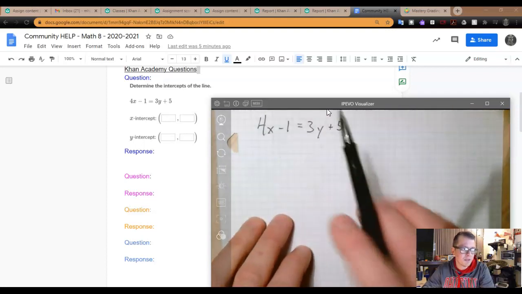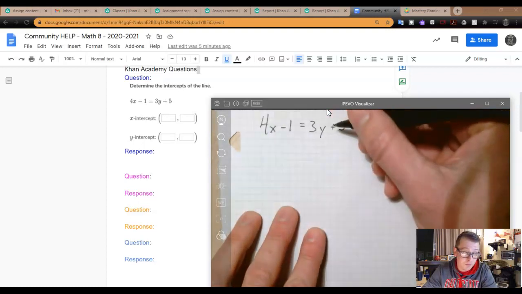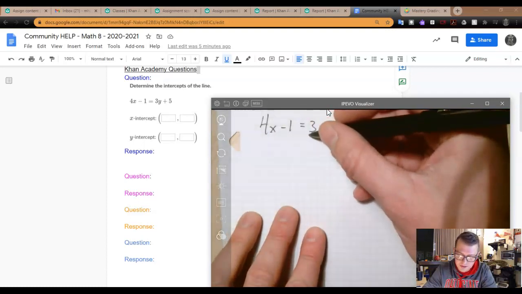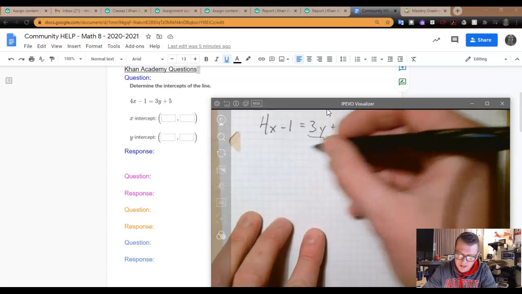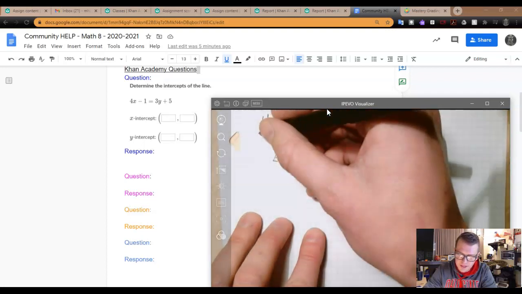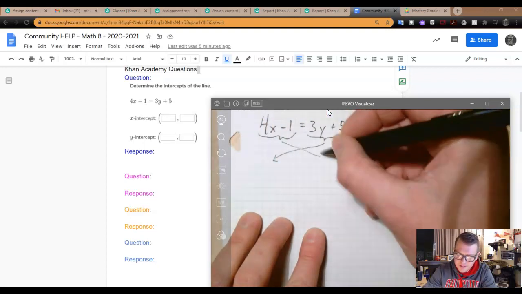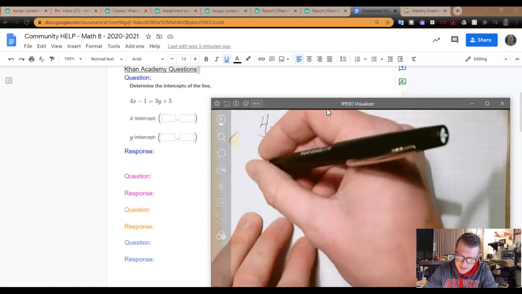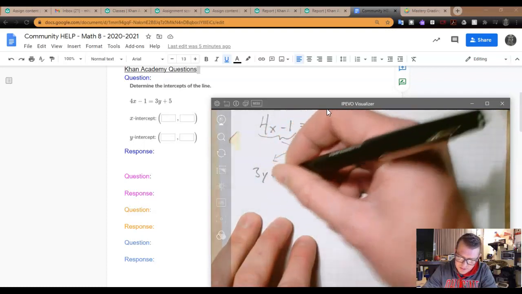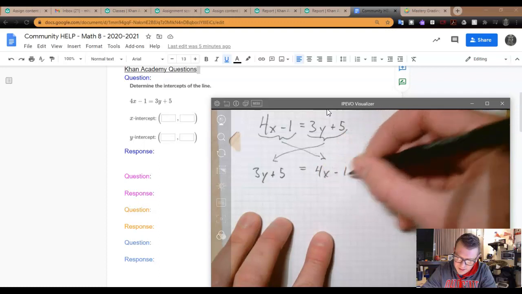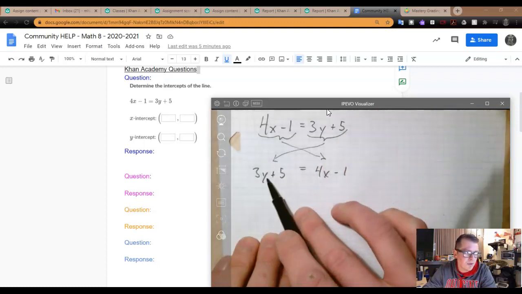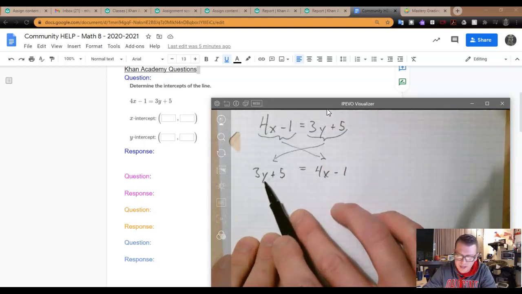I have really big personal biases that don't mean that this is right versus wrong. But I'm going to take everything on the left side and put it to the right, and everything on the right side and put it to the left. I know I said that backwards. But I'm going to say 3y plus 5 equals 4x minus 1, just because we're used to y equals being on the left side, right? The y is normally on the left.